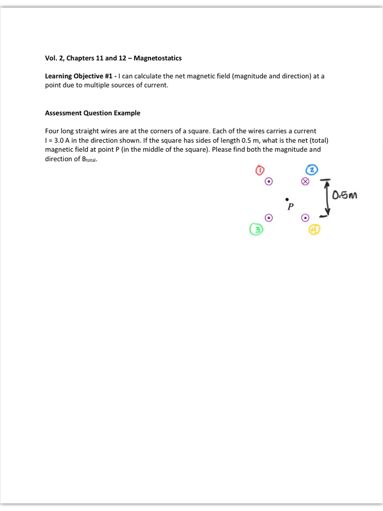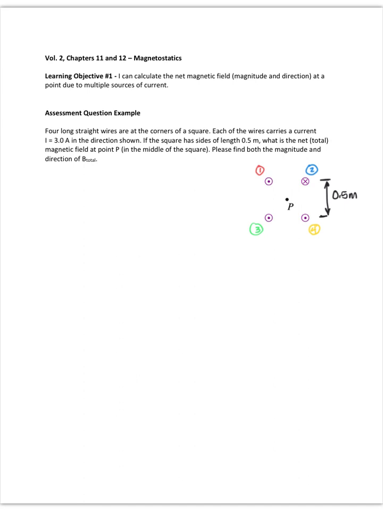All right, here's an example problem for learning objective 1 in magnetostatics. So this is finding the magnetic field due to current sources. And you might recognize this picture. It's one of the pictures that we looked at in class. I thought it would be a good way to practice these problems.